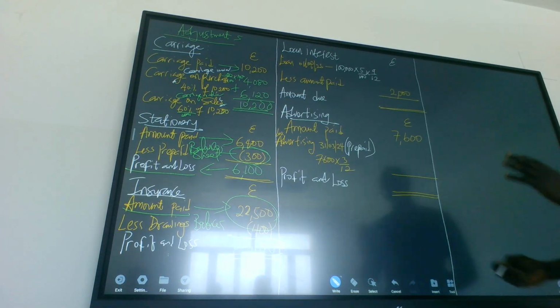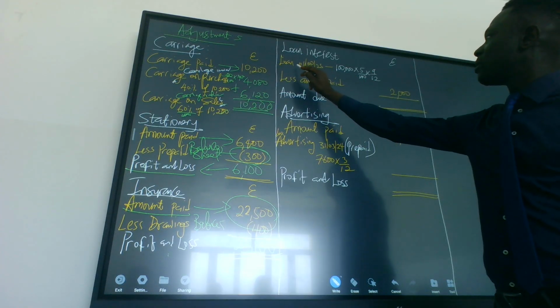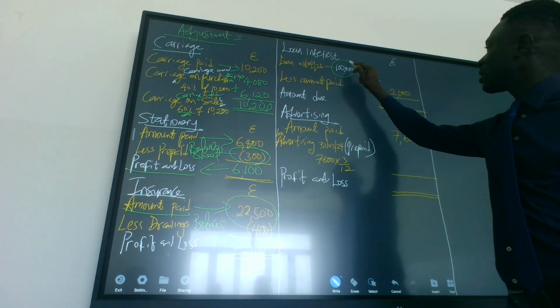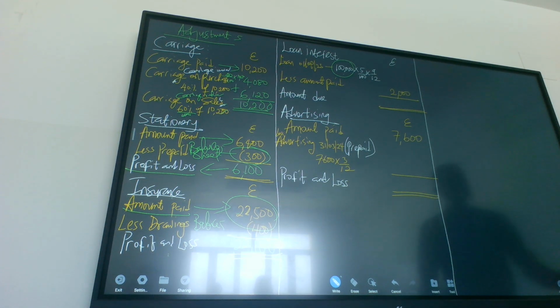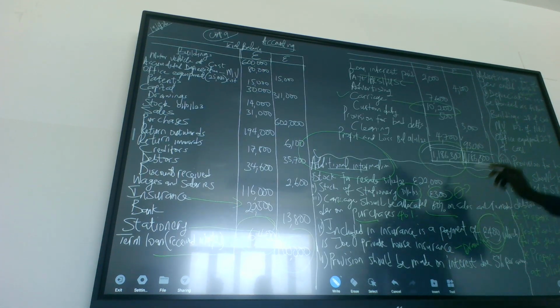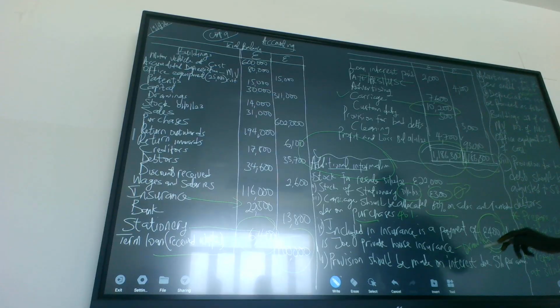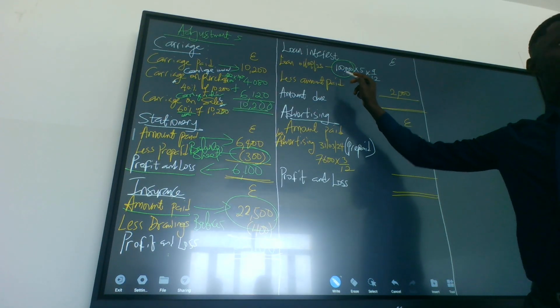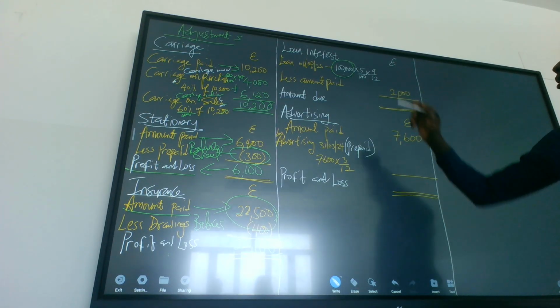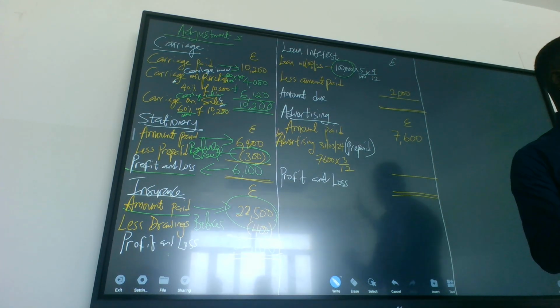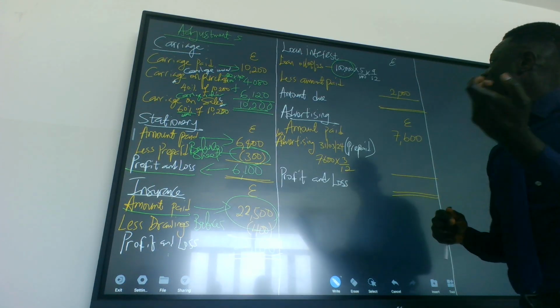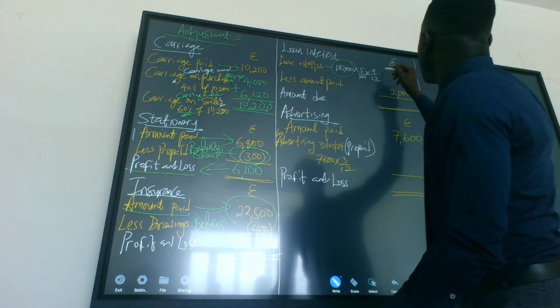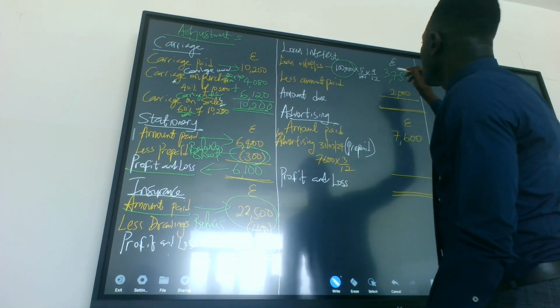Great. So we check. The loan that was taken is 100,000, right? They said 5%. Provision should be made on interest due at 5% per annum. So we have 100,000, which was the loan taken in April, at 5% for 9 months. That is 3,750.